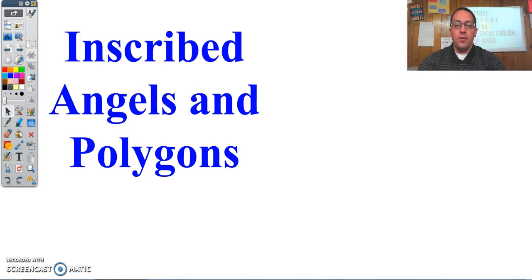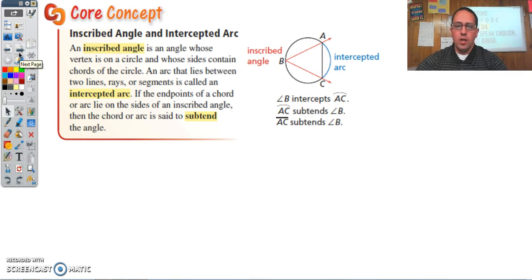Hello class, today we are going to talk about inscribed angles and polygons. These are angles and polygons that are inscribed inside a circle. So with an inscribed angle, what we have is an angle whose vertex is on the circle and whose sides contain chords of the circle. So both the sides of the angle go all the way through the circle.